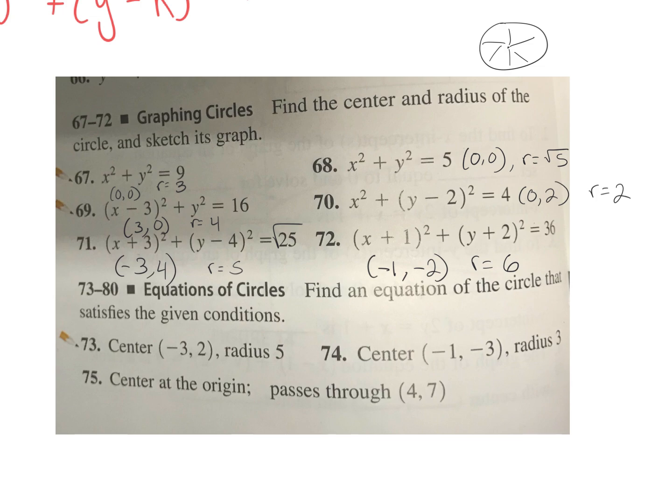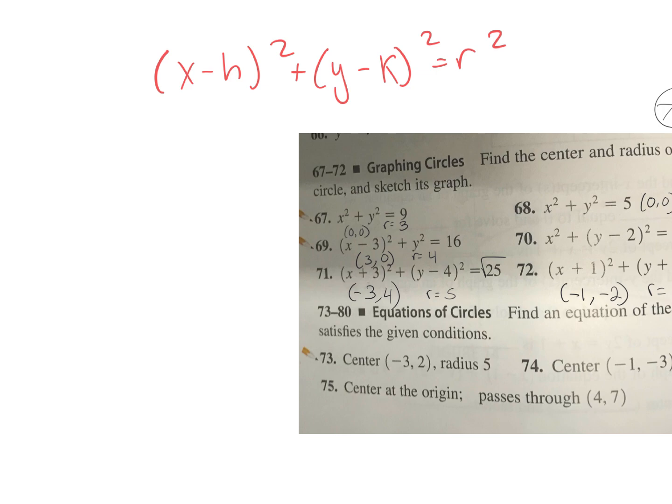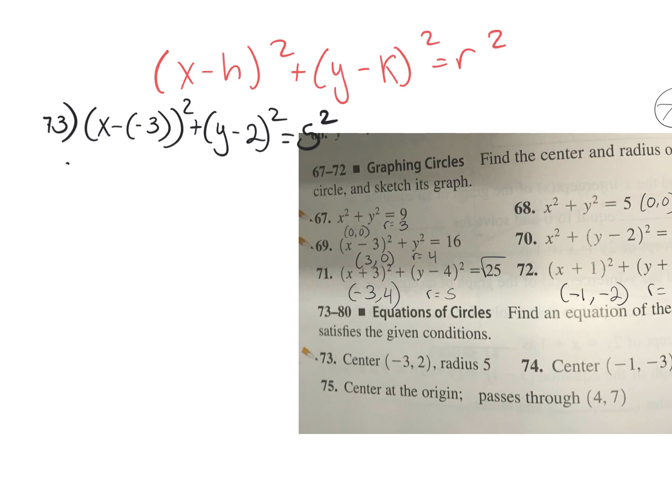For 73 through 80, so just 73, 74, and 75 in this case, they want us to find the equation of a circle that satisfies the given conditions. So we're going to grab that equation I wrote at the top right there in red, and we're just going to plug the numbers in. So for 73, they're telling us that the center is at (negative 3, 2). So we're going to plug in (x minus negative 3) all squared, plus (y minus 2) all squared. And they're telling us the radius is 5, so we just do 5 squared. So this is going to give us x, again, minus negative 3 is going to become a positive. So (x plus 3) squared.